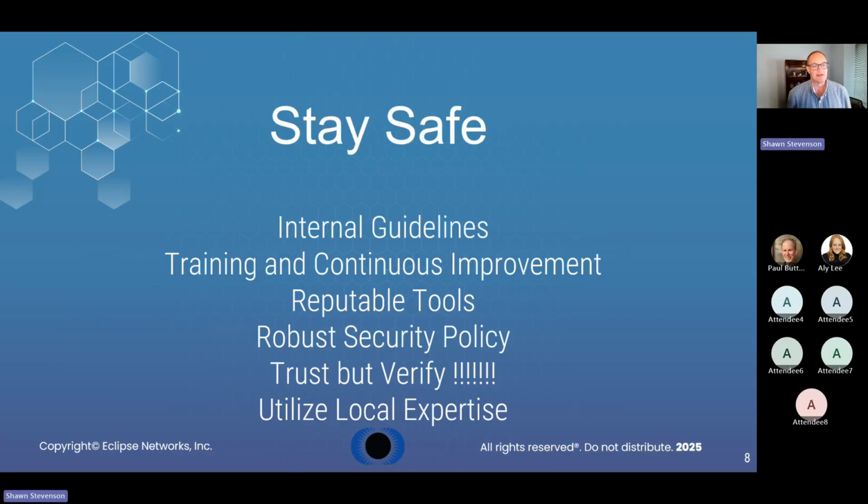So let's stay safe. You definitely have to have some internal guidelines for AI use. You have to make sure that you at least have some parameters on what AI is approved and how to use it. Training and continuous improvement. Training is how to use it, when to use it, and even when not to use it, right? Reputable tools. And when I say reputable, there are so many new ones coming out. This is something that will take an awful lot more scrutiny these days than other platforms that you may have started using. A robust security policy.